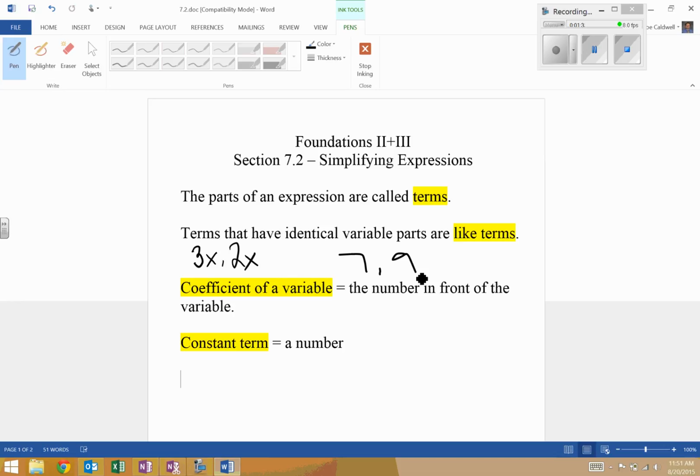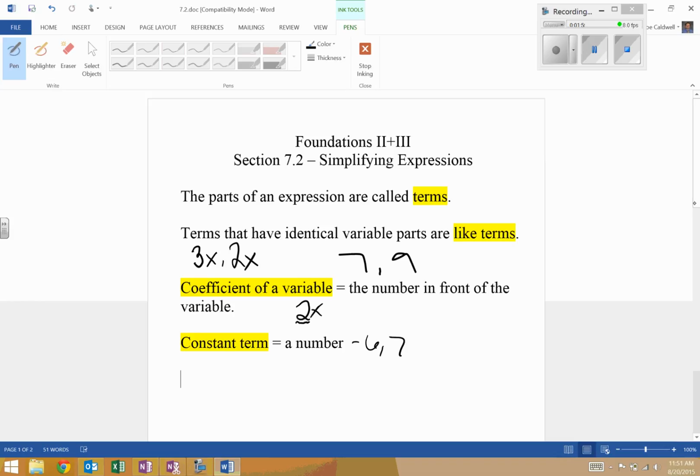Another vocab word here, coefficients. Coefficients are the number in front of the variable. So up above here, if we take 2x, that 2 is what's called a coefficient, the number in front of the variable. So again, we're treating this like it's one number now, not 2 times x, but just 2x. A constant term is just any number. It could be negative, could be positive, whatever.